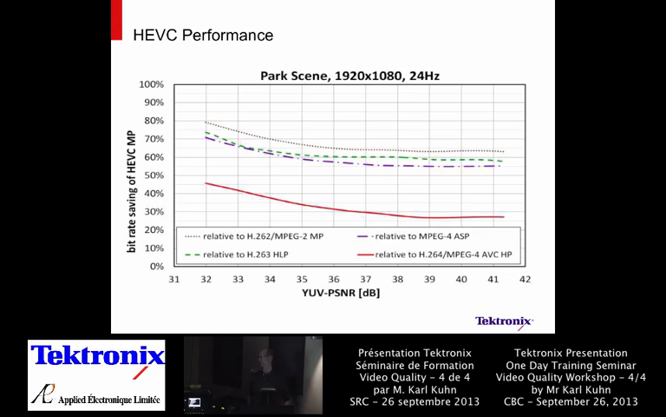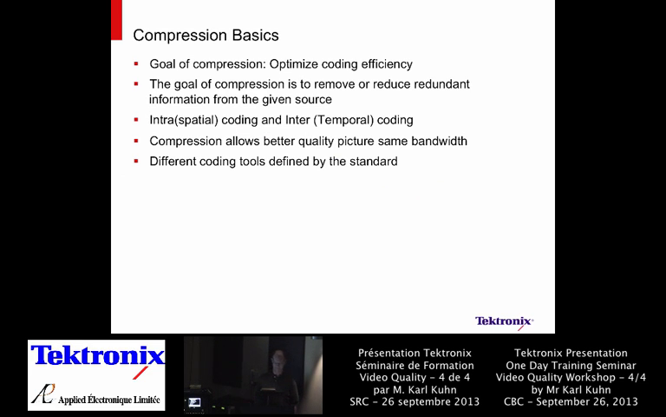It's all about same quality at less of a bandwidth consumption. Half the bit rate, same quality. That's a good thing. You see that for your reference there. Now, compression basics.